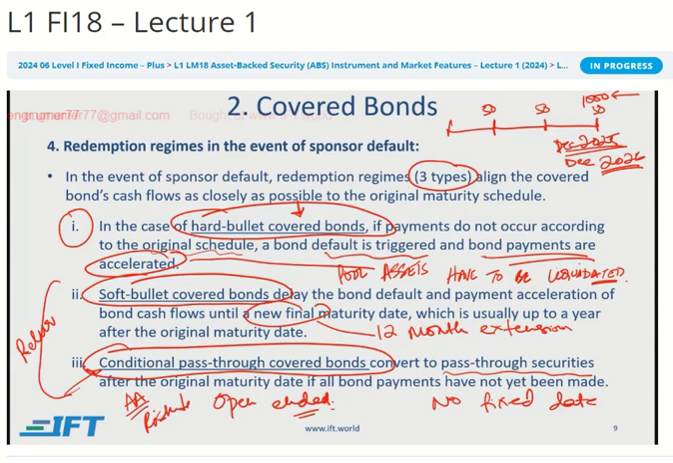But these two actually pay a higher return. The yield is higher on these because from an investor's perspective, they say, oh, you're not giving me a hard bullet, you're giving me a soft bullet, which means my payment can get delayed. Or you're giving me a conditional pass through with no fixed date, you have to give me a higher return. So these offer a higher return.